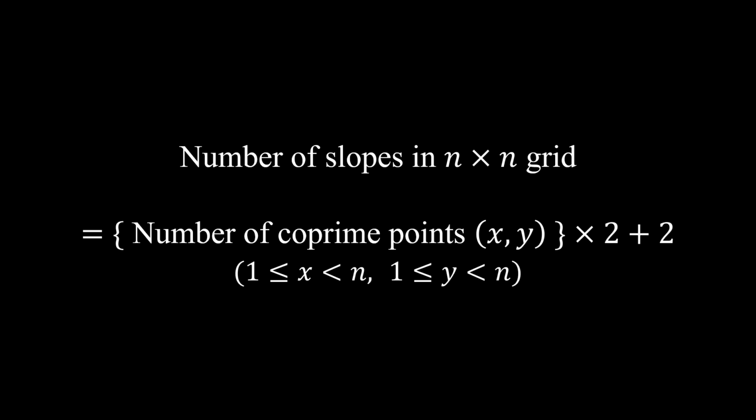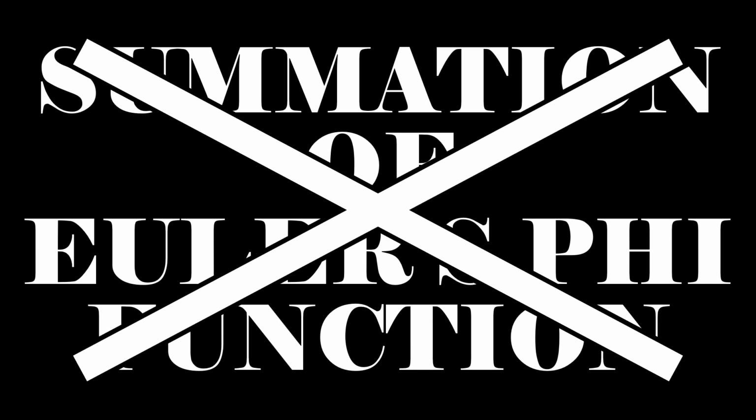This time, it actually generalizes to all grids, and we have our formula. By coprime point, I mean a point whose x and y are coprime. See, we didn't even need the summation of Euler's phi function.